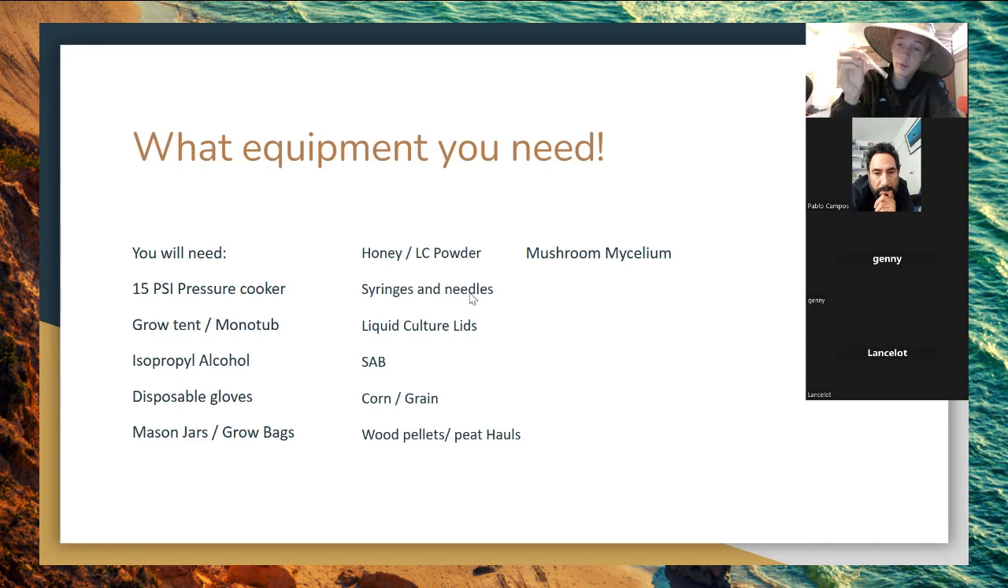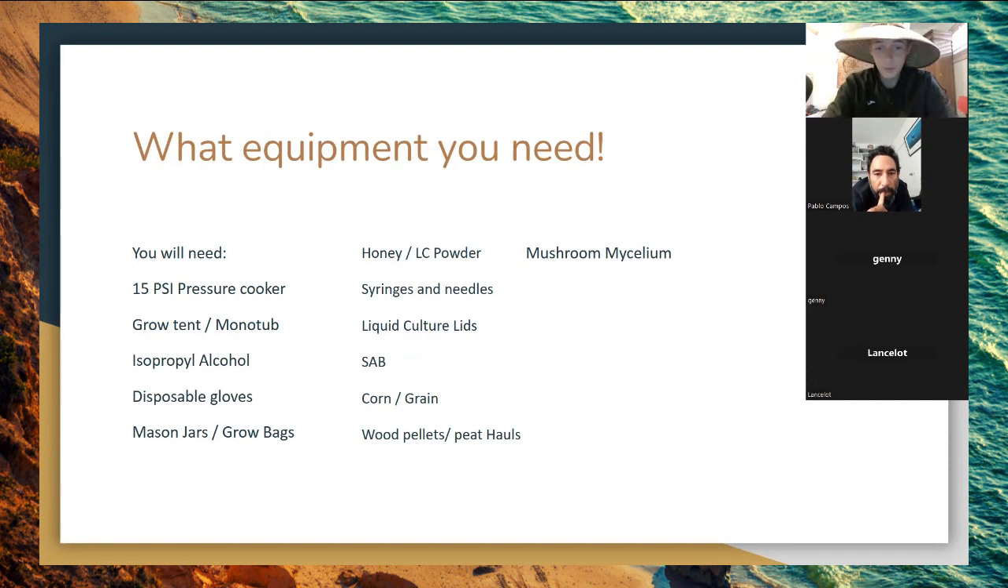You're gonna need them for these right here, so you can make your own syringes and inject them sterilely into your grain spawn. You're gonna need liquid culture lids like this one right here. You're gonna need a SAB, still air box, pretty much a stereotypical scientific guy putting his hands in there with the gloves and having to position his head all the time.